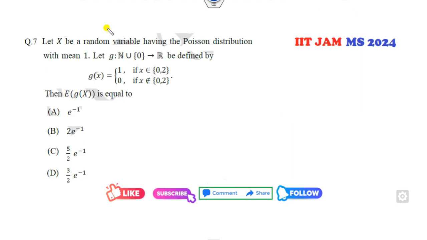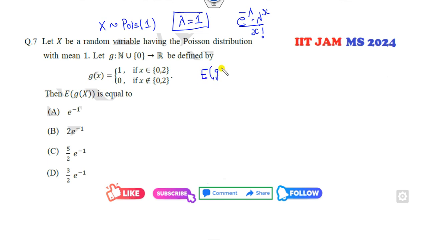Okay. X follows Poisson distribution with mean 1. That means lambda is equal to 1. So this is my Poisson distribution. Fine. And g of x is 1, otherwise 0, and find the expected value of g of x. That's very simple. So what is the expected value of g of x? That is g of x into probability. So what is that? 1 when x is equal to 0 and 2. So basically they are talking about x equal to 0 and x equal to 2.